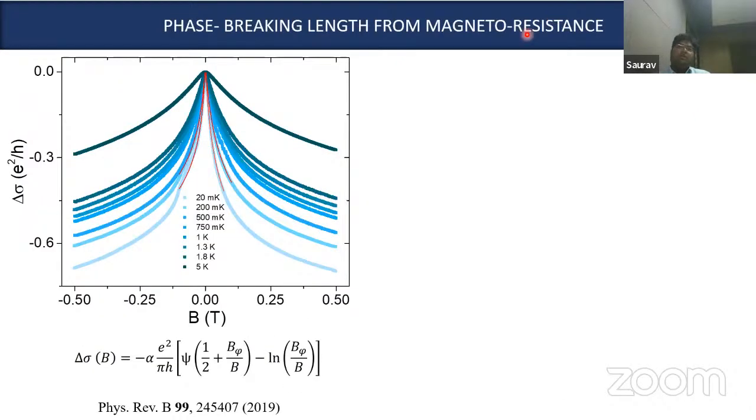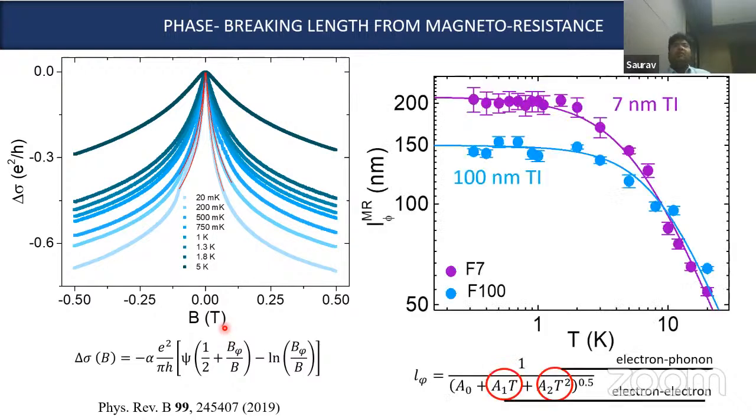So essentially, experimentally, we look at MR as it evolves as a function of temperature, let's say 20 millikelvin to 5 Kelvin or more. The red line is the fit to the HLN equation, from which we can extract Bφ, and Lφ is related to Bφ. So when we plot Lφ, the phase breaking length obtained from MR, what we find is, irrespective of the thickness, we find the exact cutoff saturation of the phase breaking length at around below 2 Kelvin in these samples. And that happens irrespective of the thickness.